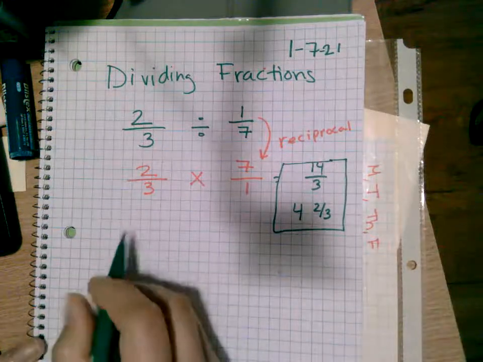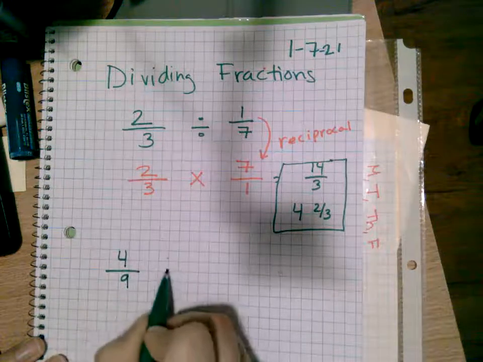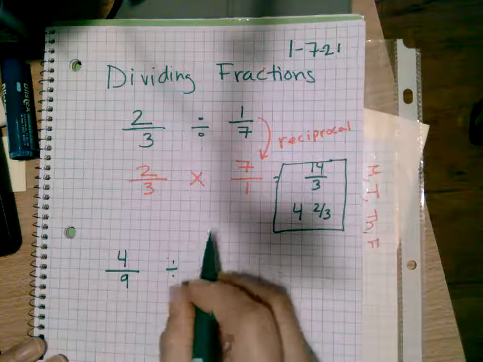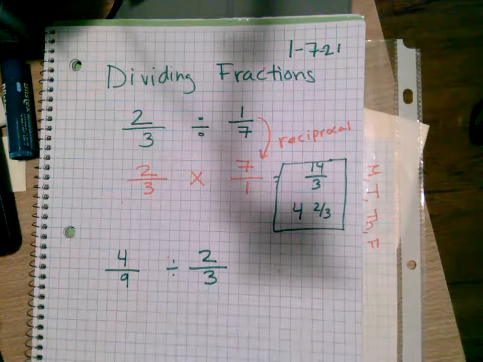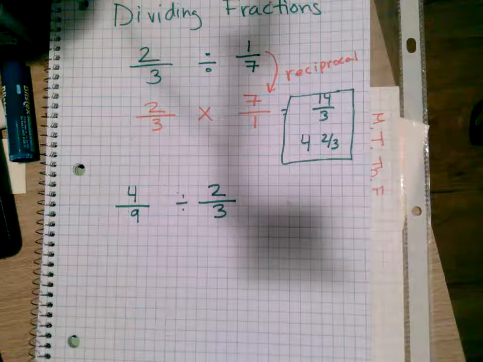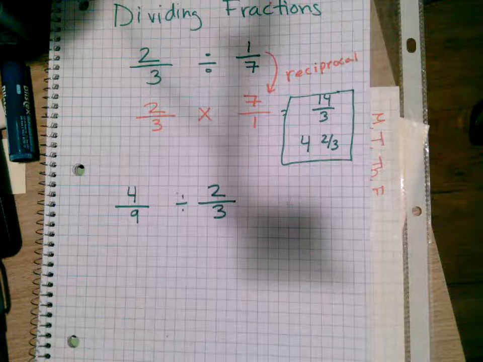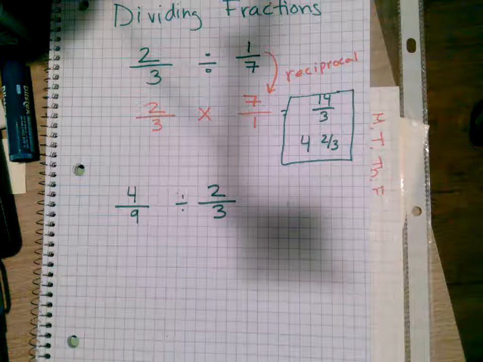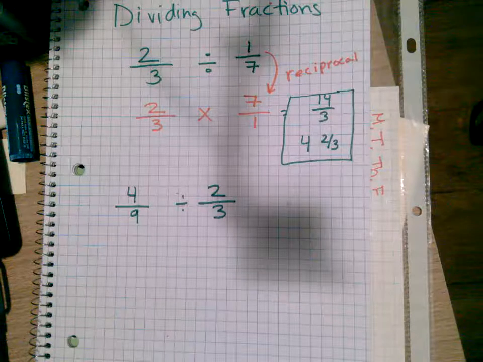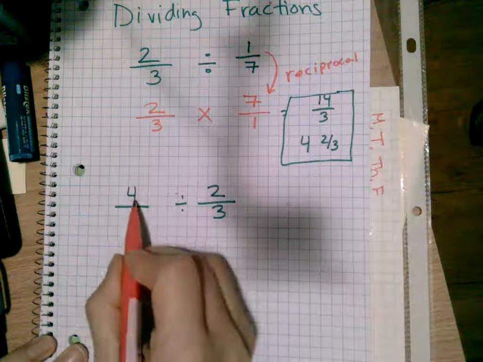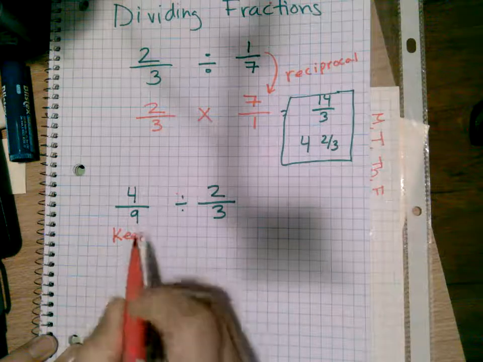So if I have, let's say, 4/9 divided by 2/3, when you see a division sign, you pump the brakes. I can't divide. I have to multiply by the reciprocal. So same thing. You keep the first fraction.